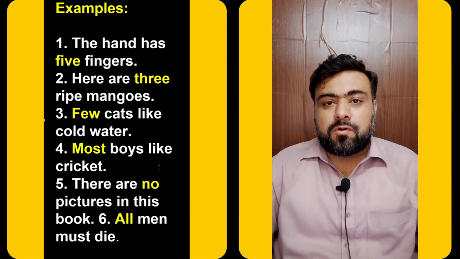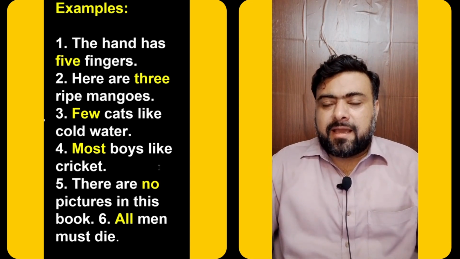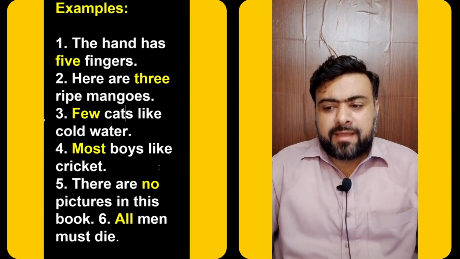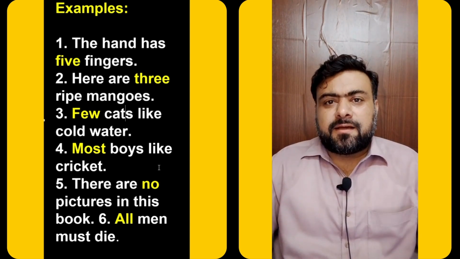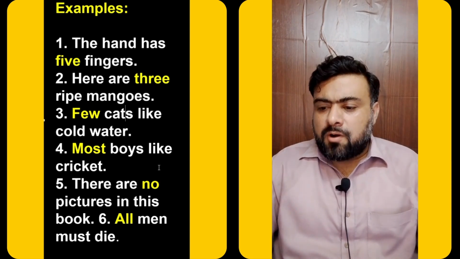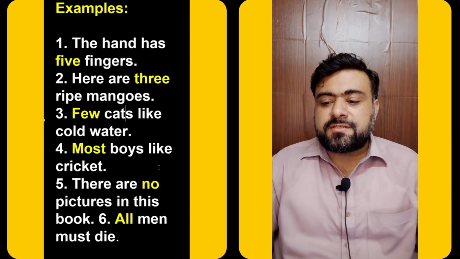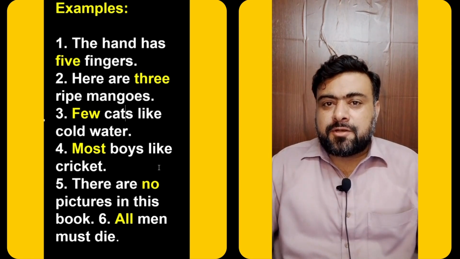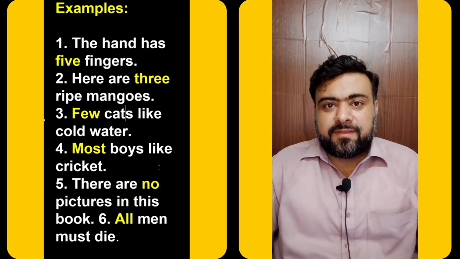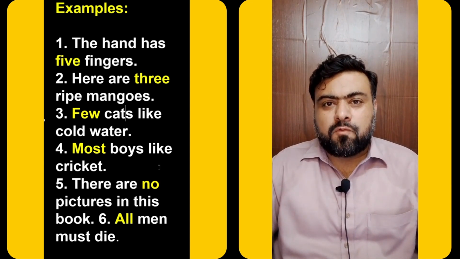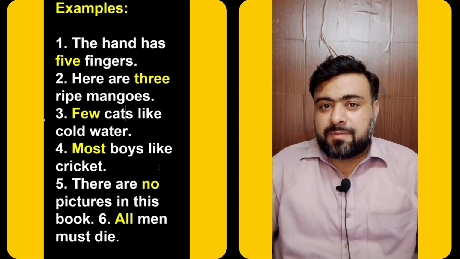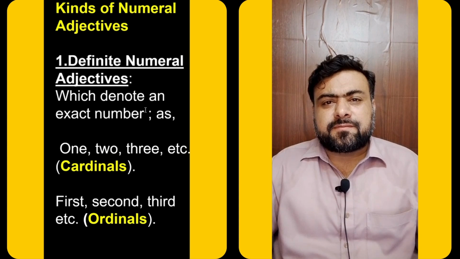Few cats like cold water. Few is also a quantity and it is telling us the quantity of the noun cats. Most boys like cricket. Most is also a quantity and it is telling us the quantity of the noun boys. There are no pictures in this book. In this sentence, no is an adjective that is telling us the quantity of the noun pictures. All men must die. All is also an adjective of quantity and it is telling us about the quantity of the noun men.